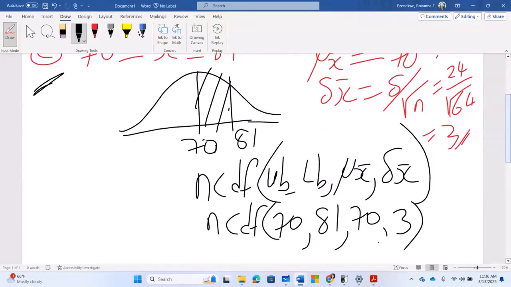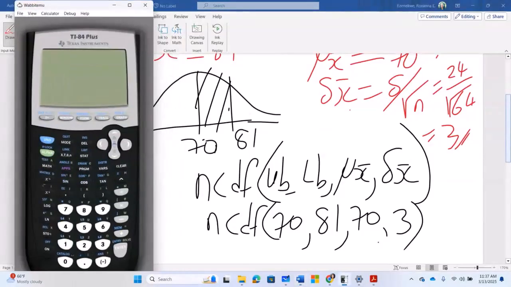Remember that standard deviation was 64 before, but standard deviation is 3 now, because I am using the standard deviation of the mean of means. So I'm going to calculate. I pull my calculator up and I will calculate. What's the lower bound, second distribution? That is 70. What is the upper bound? Upper bound is 81.